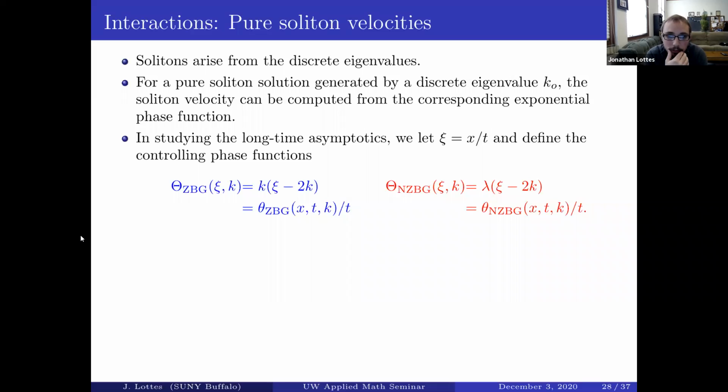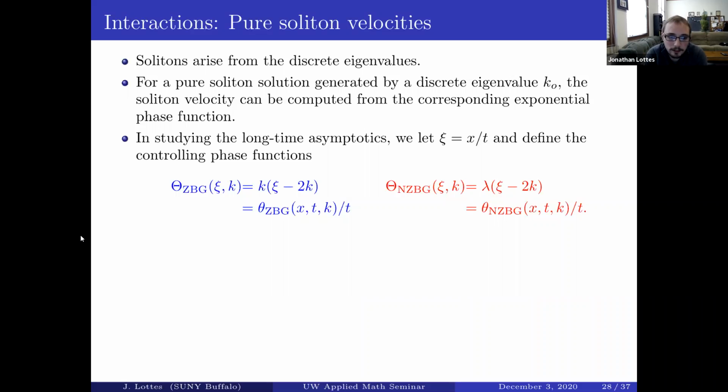So as I mentioned, the solitons arise from the discrete eigenvalues in the IST. And if we have a pure soliton generated by a discrete eigenvalue k naught, then its velocity comes from the exponential phase function that we saw in the O solutions. So if we're studying the long-time asymptotics, typically we're looking along a ray c equal x over t.